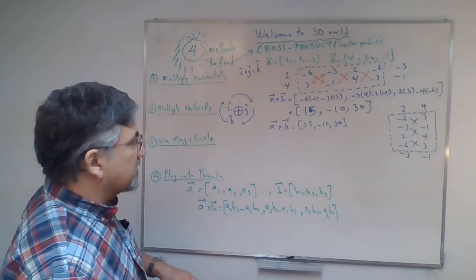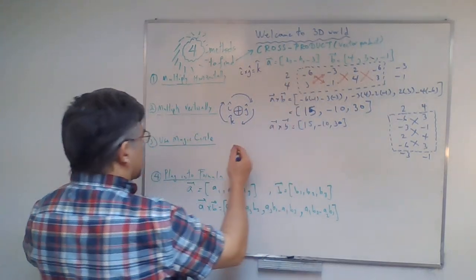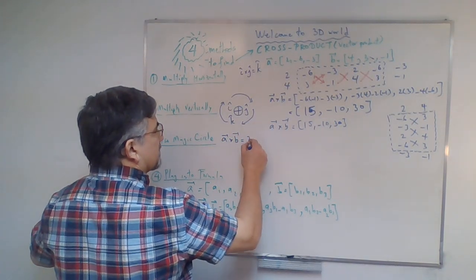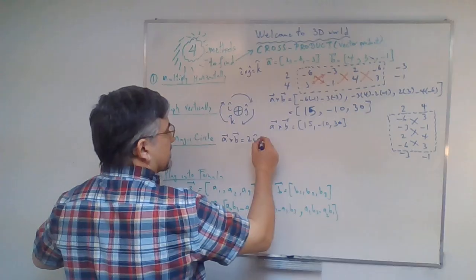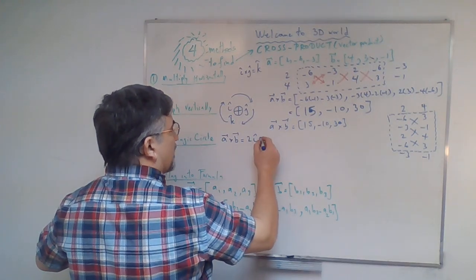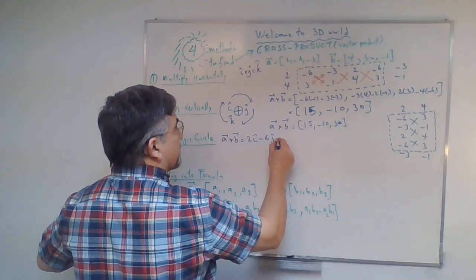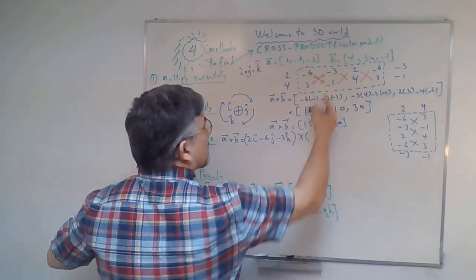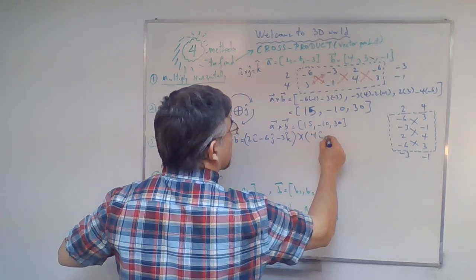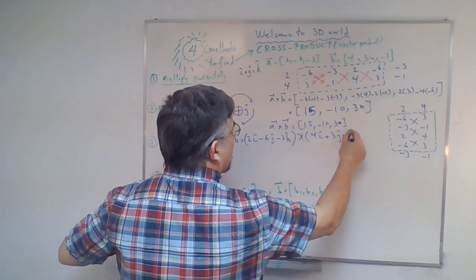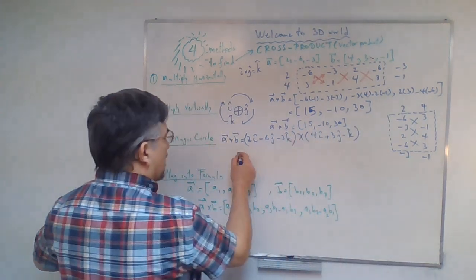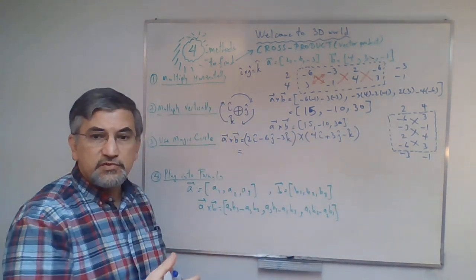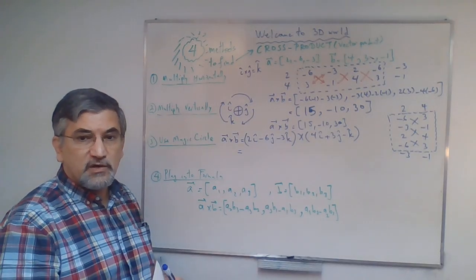Now, why did I say that? Because these vectors, A and B, can easily be written in terms of i, j, k. So 2i hat minus 6j hat minus 3k hat. This is the first vector, cross the second one, 4i hat plus 3j hat minus 1k hat. See, I wrote the vectors in terms of the unit vectors along the x, y, z axes.